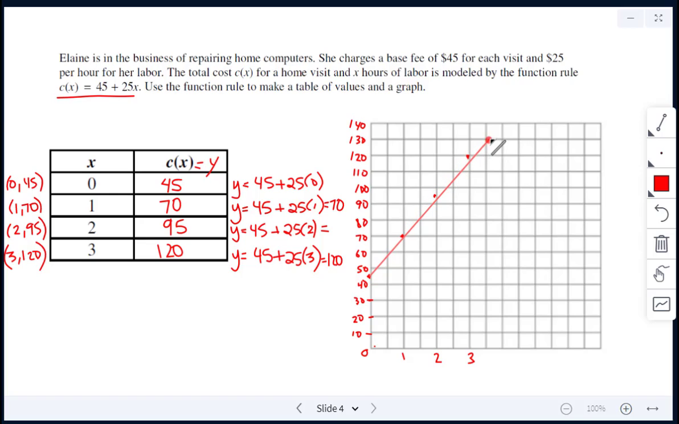All right, and it can continue, right? Because if she works more hours, then we can easily see how much she would make if she worked 4, 5, 6 hours.